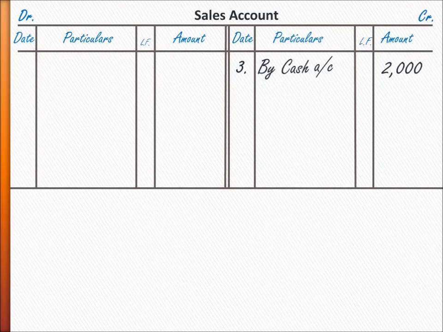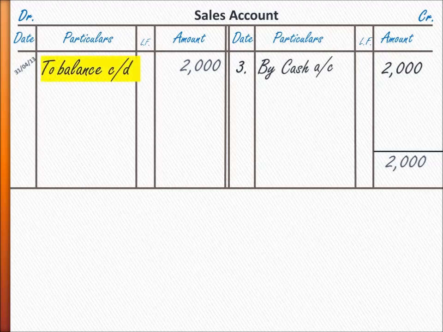Now come to the sales account. On credit side total amount is 2000 and on debit side it's nil. So you write down the total on credit side rupees 2000 and supply rupees 2000 to the debit side from your own side. So what will be the date? 31st March 2013, 'to balance c/d' rupees 2000. So what's the total on both sides?